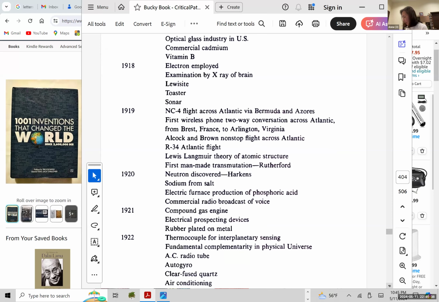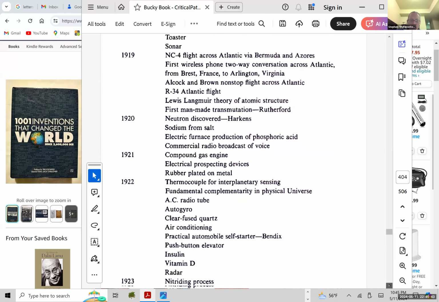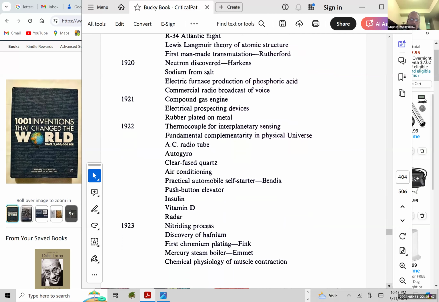Well, it doesn't list the items, the inventions. Okay. Yeah. Well, cool. Insulin was in 1922, yeah, and vitamin D.